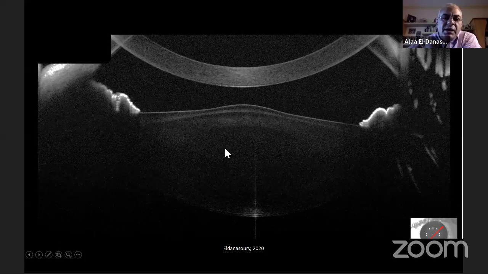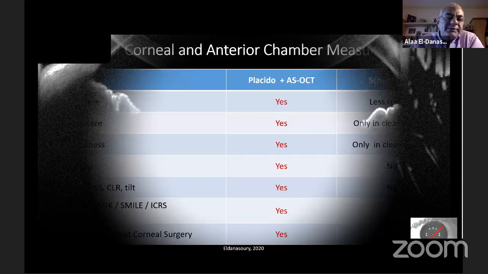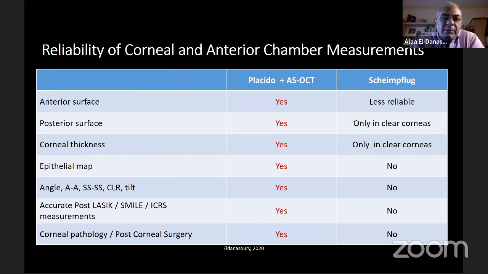So having the anterior segment OCT gives you a full picture of the anterior segment. It's not only the cornea. So to summarize, today I believe the anterior segment OCT with the Placido technology combined together, this is the way to go. It gives you very accurate measurement of the anterior surface, the posterior surface, the corneal thickness, even in the presence of scatter or scarring.